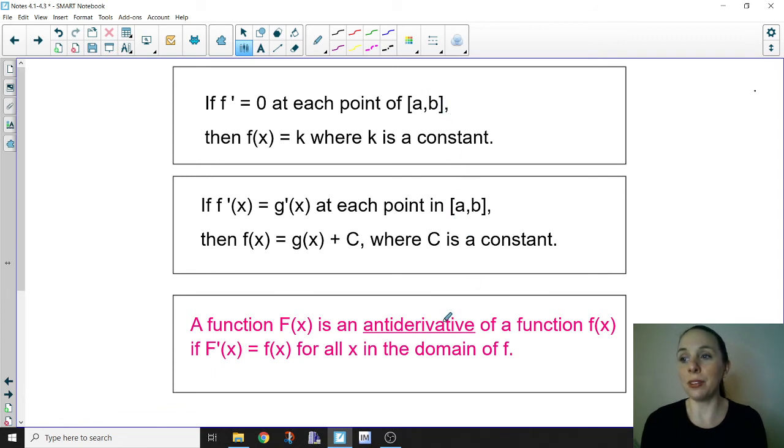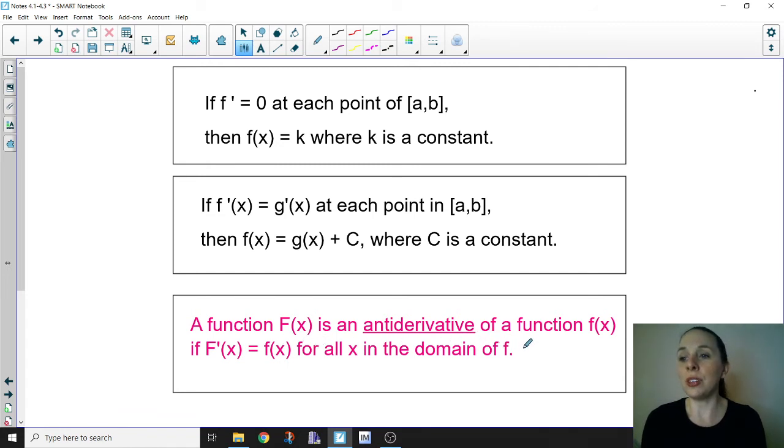I don't know if you remember having this discussion in the first video or not, because that video was so long, but we had some corollaries from our mean value theorem that led up to this pink definition. A function, capital F of x, is an antiderivative of a function f of x if F prime of x equals f of x for all x in the domain of f.